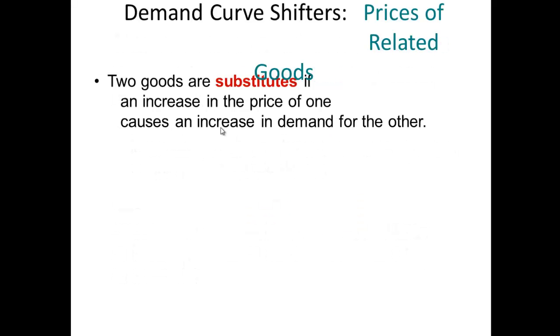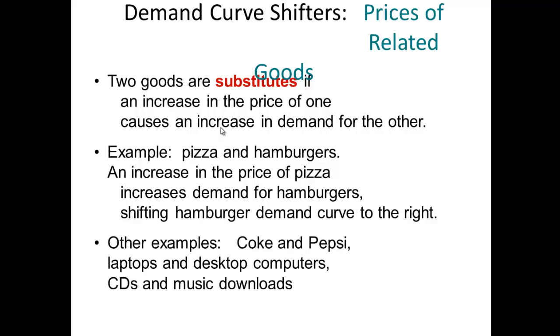The third variable and factor is the price of related goods. If the price of one good goes up or down, what is the quantity demanded for another related good? And when we talk about related goods, there are two types of goods. There are substitutes and then there are complements. Substitute says that if the price of good A goes up, then I will want more of good B.